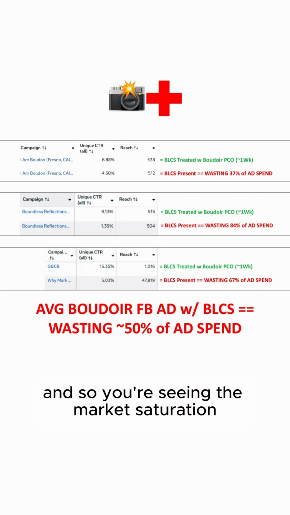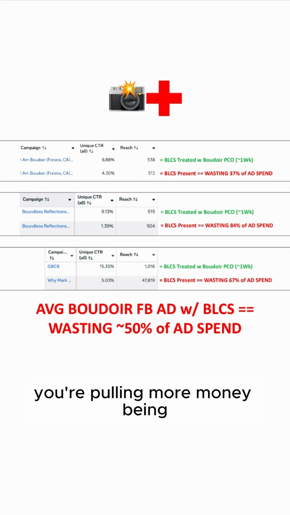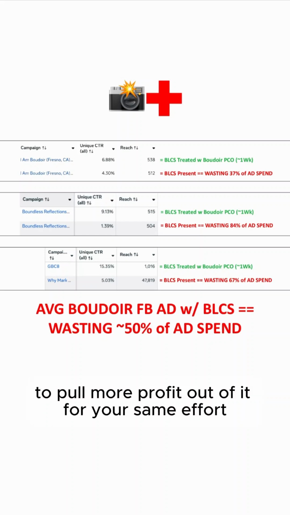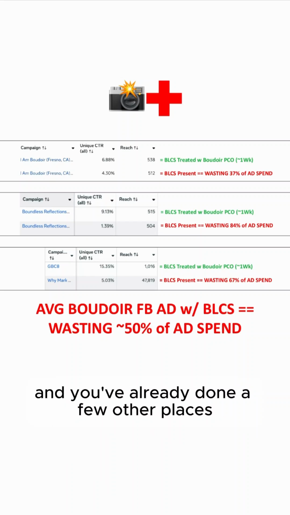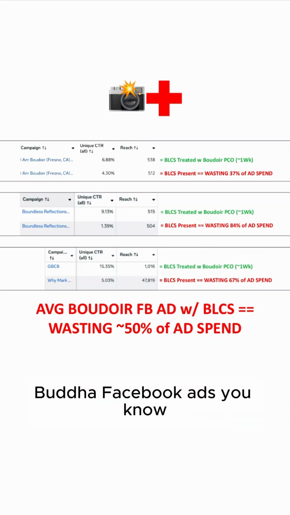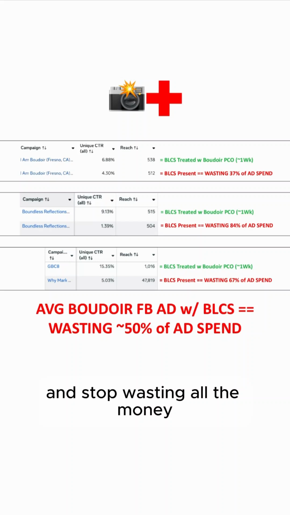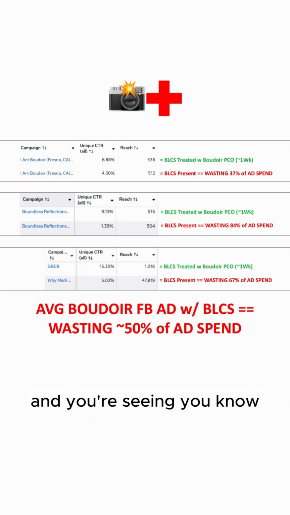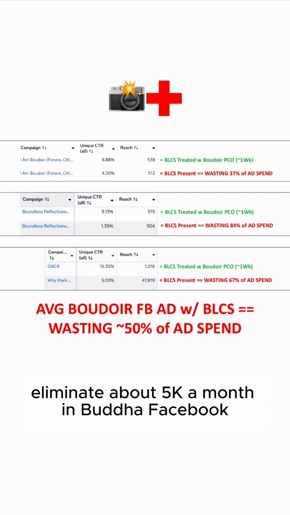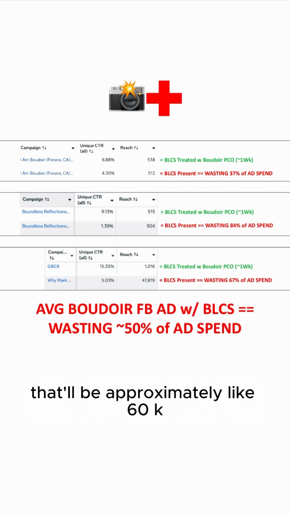And so you're seeing the market saturation, competition heat up, more sellers for the same number of buyers, and you're seeing inflation still hitting everyone hard in the country. So you're optimizing the business more to pull more profit out of it for your same effort. And you've already done it in a few other places, but now you really want to do it for Boudoir Facebook ads, really plug the leaks, be as efficient as possible, and stop wasting all the money. And you're seeing you can probably eliminate about 5K a month in wasted Boudoir Facebook ads, and keep that back in your pocket. That'd be approximately like 60K over the next 12 months.